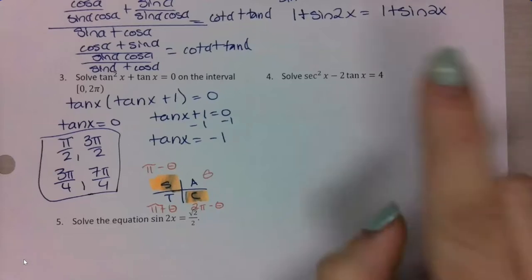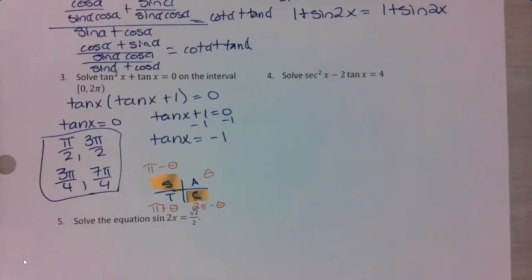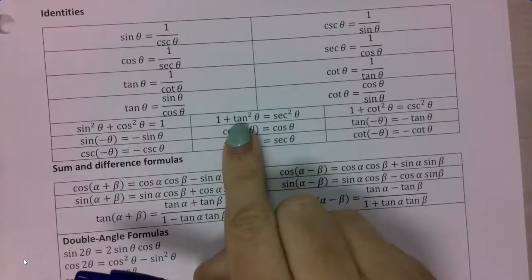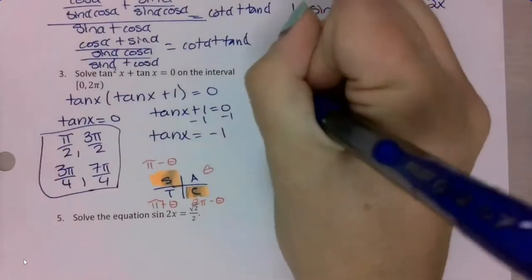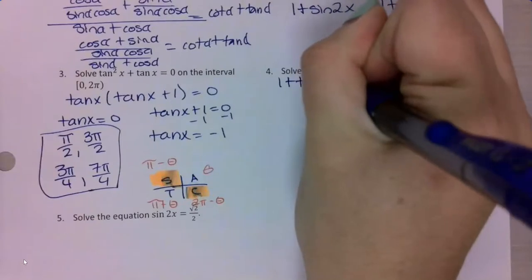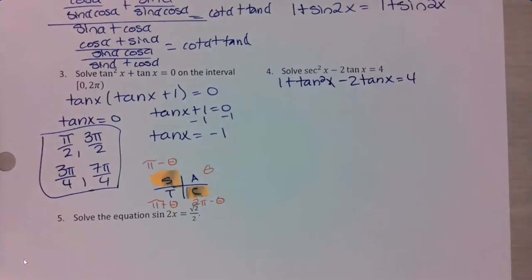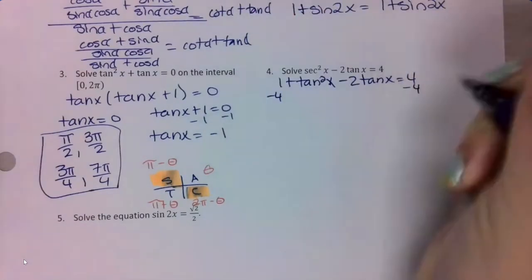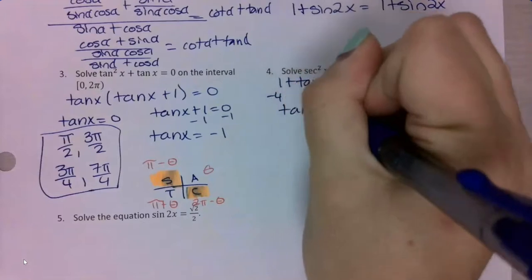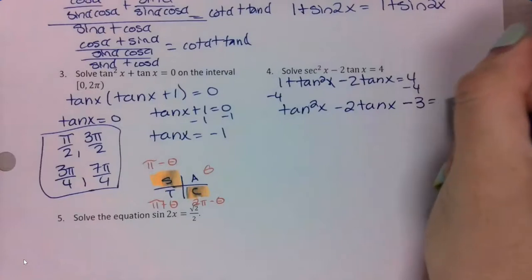Number 4, I want to solve, but notice I have 2 different trig functions. What I need to do is turn the secant into tangent. I can use my identity right here: secant squared equals 1 plus tangent squared. Then I just want to go ahead and move everything over to one side and then combine like terms. So I'm going to start off by subtracting 4 on both sides. This is going to give me tangent squared x minus 2 tangent x minus 3 equals 0.